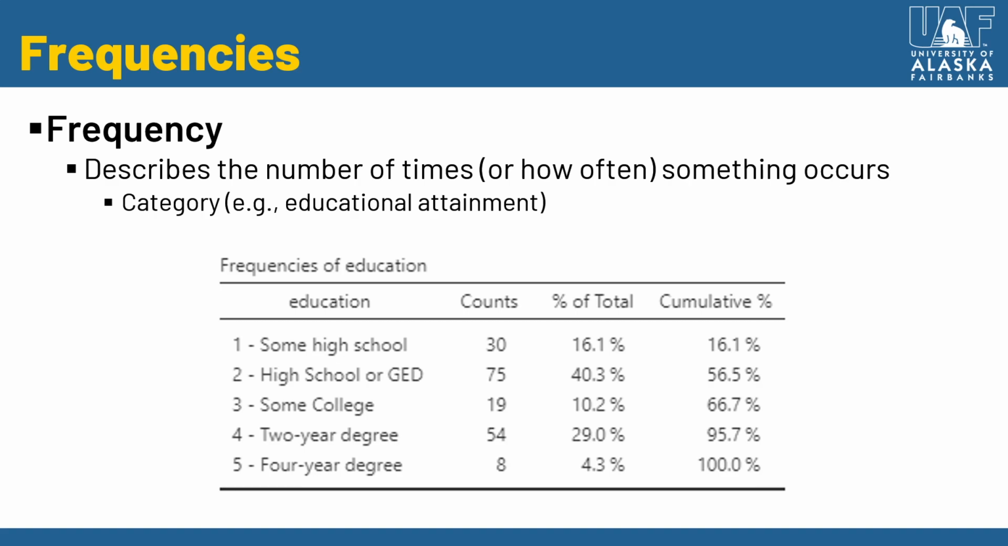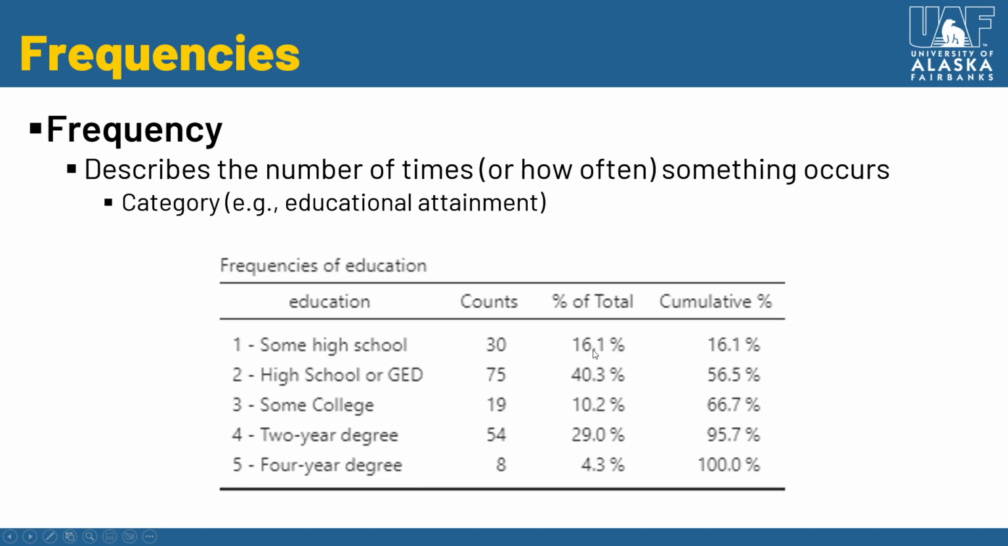And this table helps us to quickly see how many people responded to the different categories. So for example, we can see our category here, education, our counts, our percent of total, and the cumulative percent. For counts here, we can see that 30 people said that they had some high school at most. 75 said they had a high school or GED. 19 said they had some college. 54 had a 2-year degree, and 8 had a 4-year college degree.